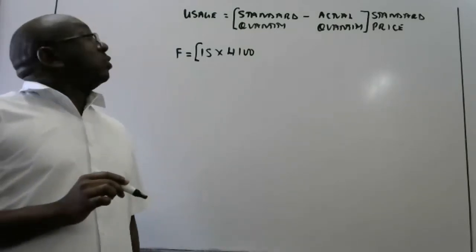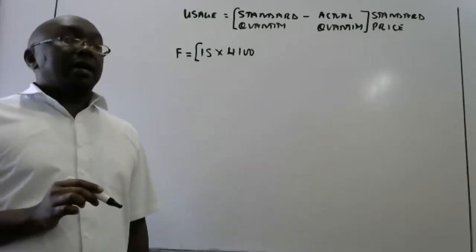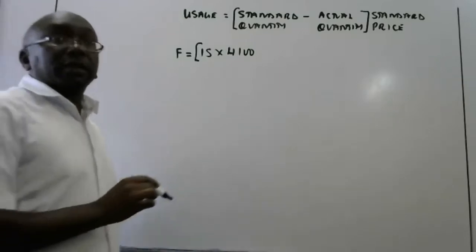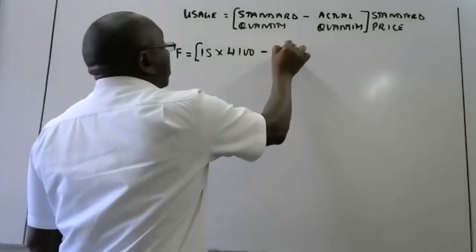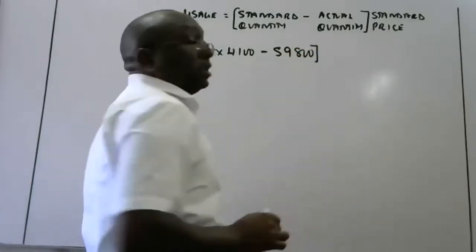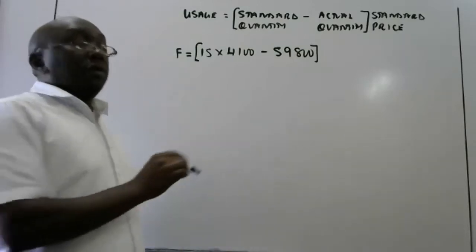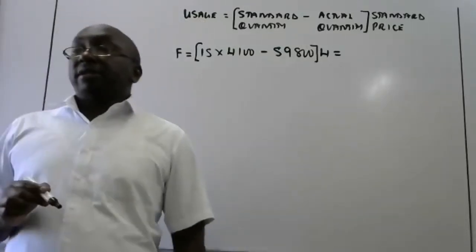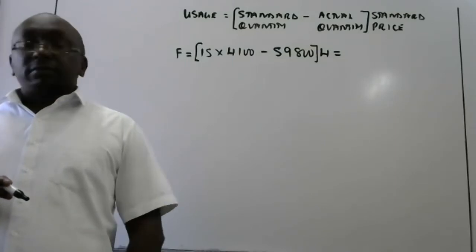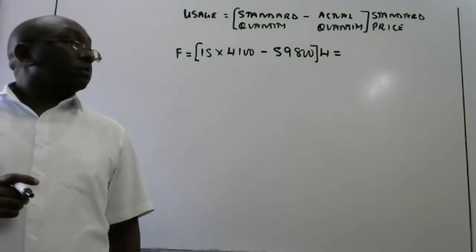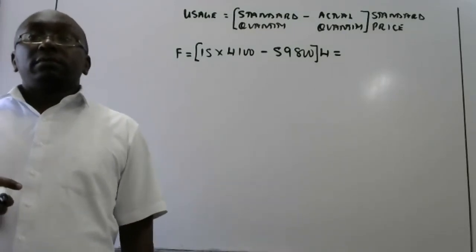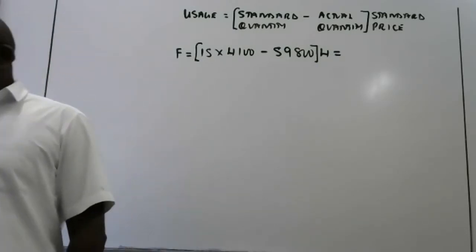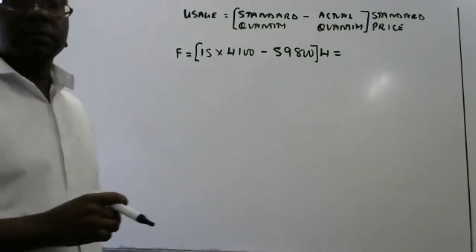If you go down there, you will see the actual quantity of F. How many was it? 59,800. And the standard price of material F is 4. So multiply and give me the answer. 6,800.